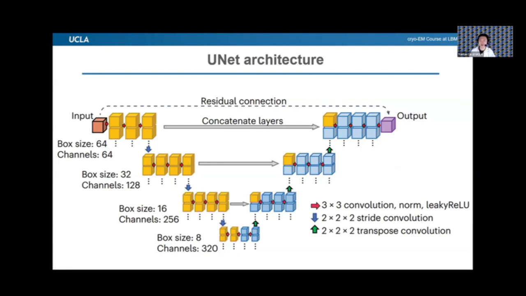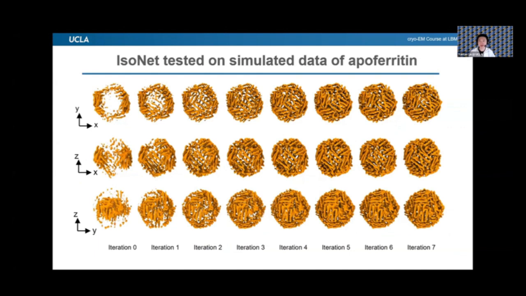This is why the UNet is successful, because you have the downsampling and consider all the resolution range. So this is the neural network we are using, and we tested it on simulated data. This is apoferritin. We generated 10 subtomograms of apoferritin and manually applied the missing wedge.